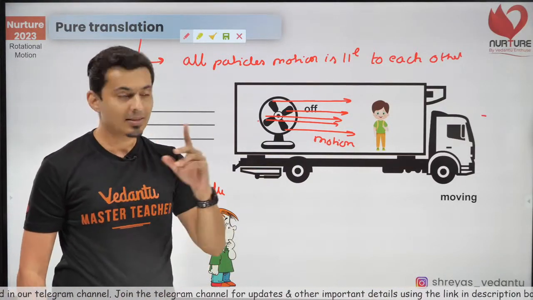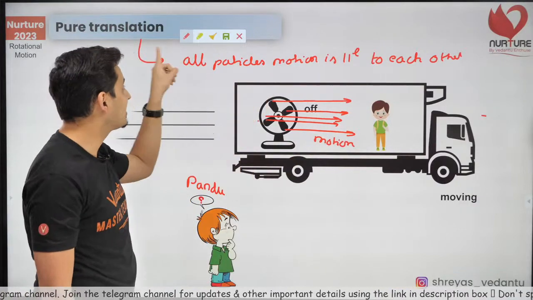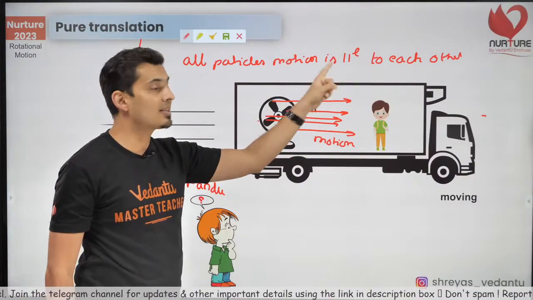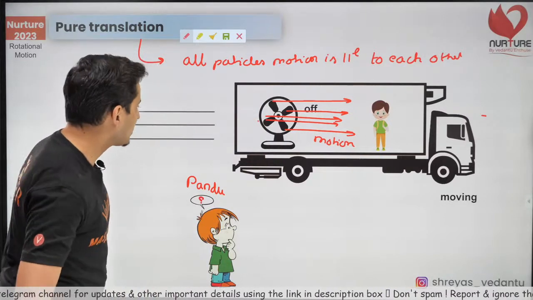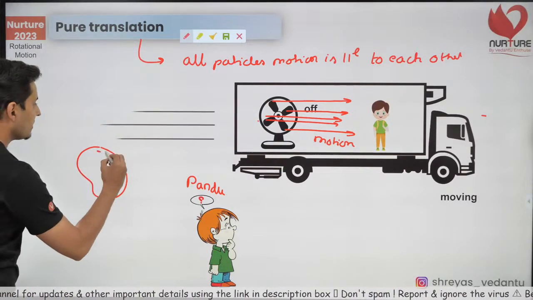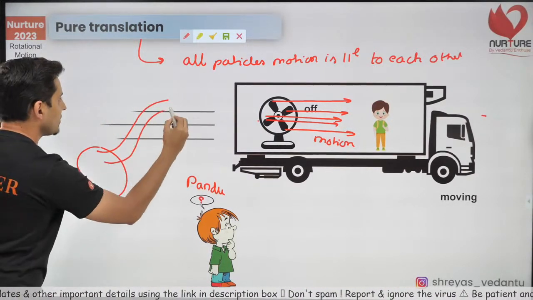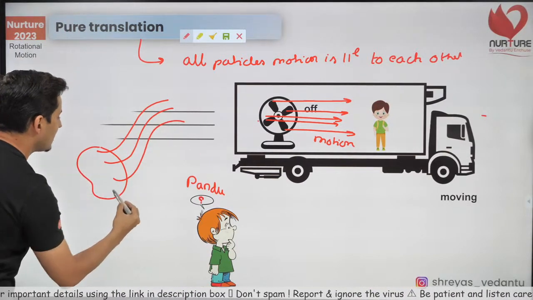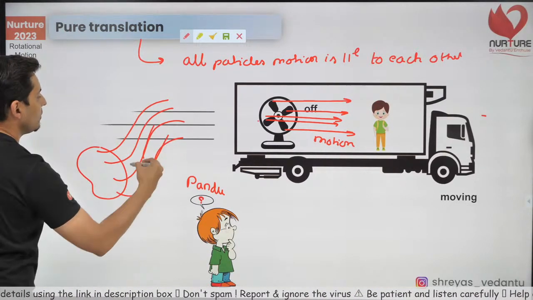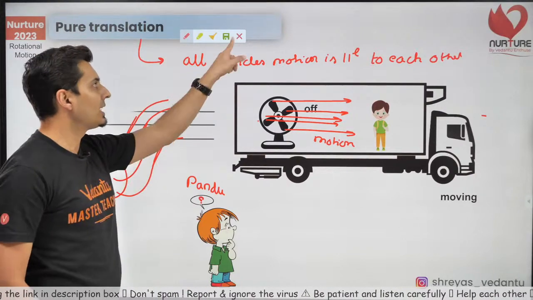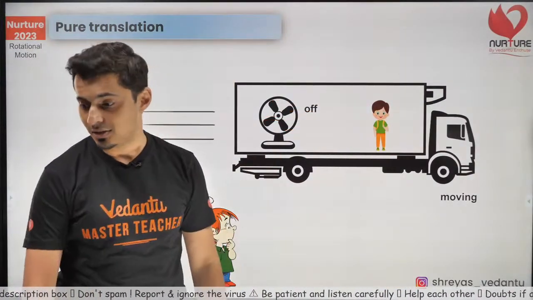So translation means, that's what it is. Read the definition. All particles' motion is parallel to each other. So if you take any body like this, this particle goes like this, so this particle also goes like this, even this particle goes like this. They are parallel. You can see at any given point of time they are parallel to each other. That's the meaning of pure translation.